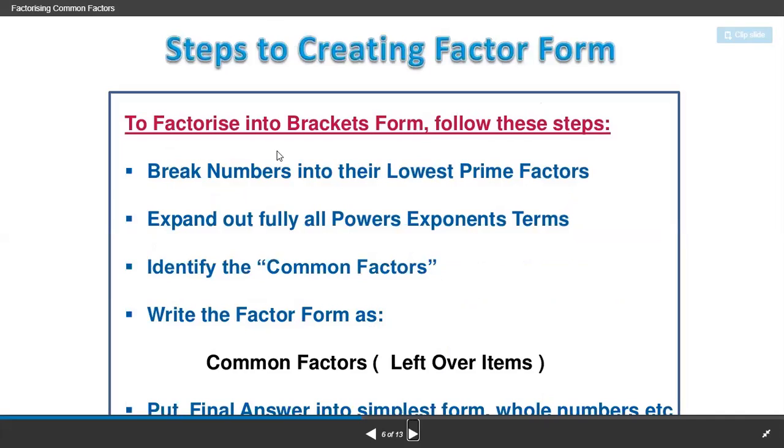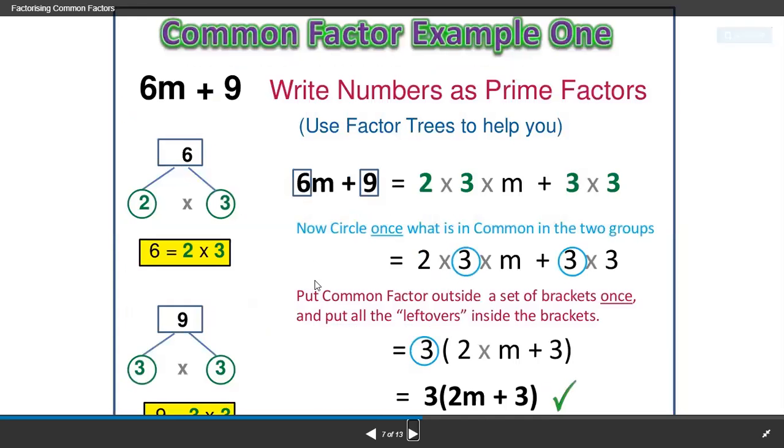Then, to factorize into brackets form, follow these steps. Break numbers into their lowest prime factors, expand out fully all powers and exponent terms, identify the common factor, and then write the factor form as common factor and leftover items. Put the final answer into simplest form, whole numbers, and so on. We will start with this example.